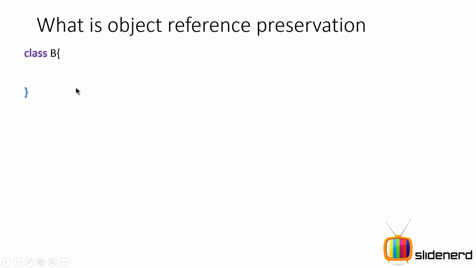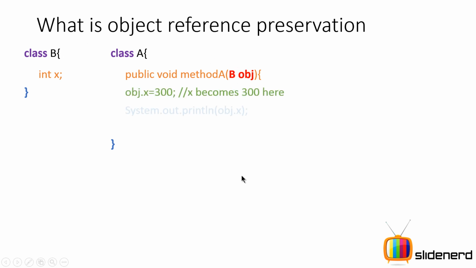You have a class B, it has a variable int x, there's a class A. It has a method A and it takes an argument of type B. Inside this method, what I'm trying to do is I'm saying object.x is 300. And then I say system.out.println object.x, which is obviously going to be 300, right? Now, this is the most important statement in this entire video. I'm trying to say object equals null.